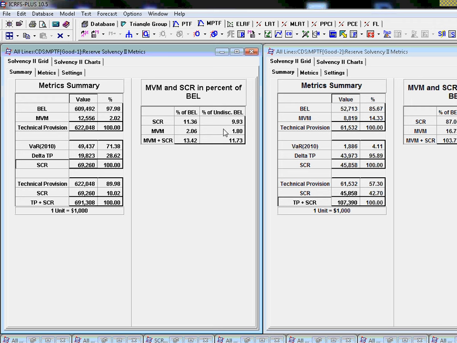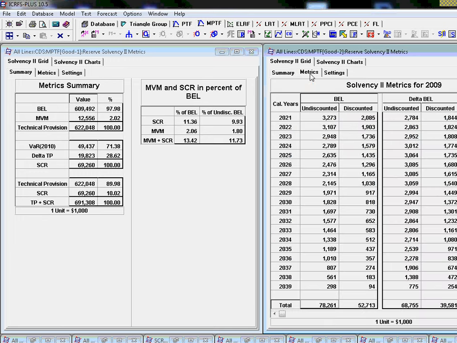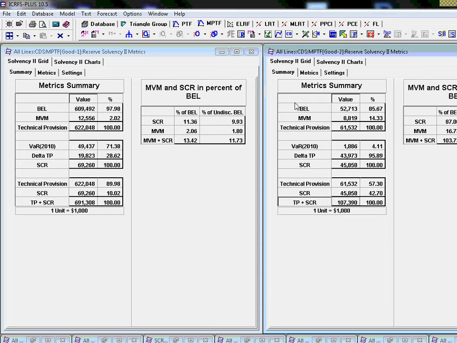Now, this isn't the same for LOB4. If we just look at these percentages, we can see that we get significant percentages coming out of the percentage of discounted BEL that we're adding on. And if we compare the figures, we've got 107 million here, and our undiscounted BEL, if we jump to the metrics tab, is 78 million.